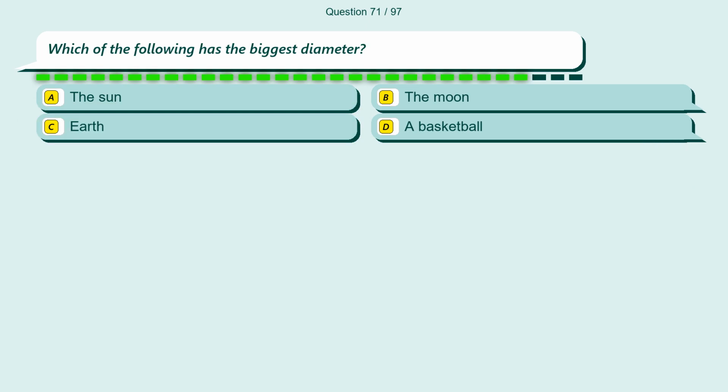Question 71. Which of the following has the biggest diameter? Option A, the sun. Option B, the moon. Option C, Earth. Option D, a basketball.